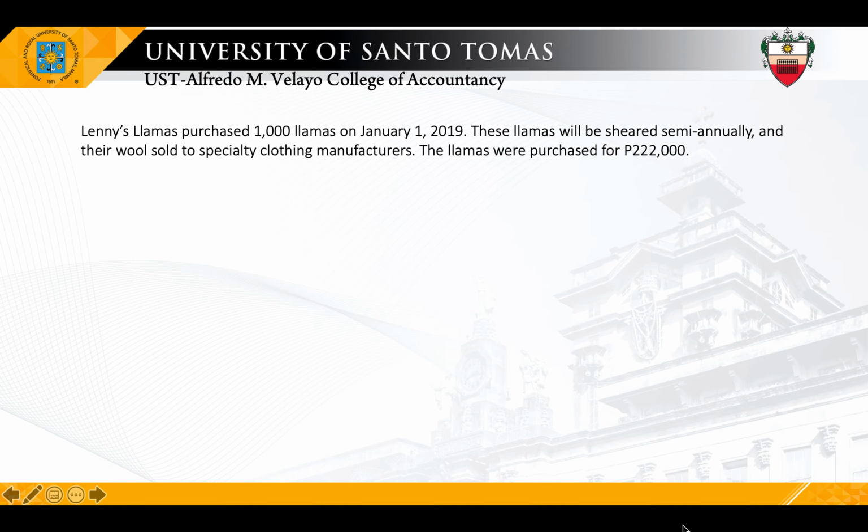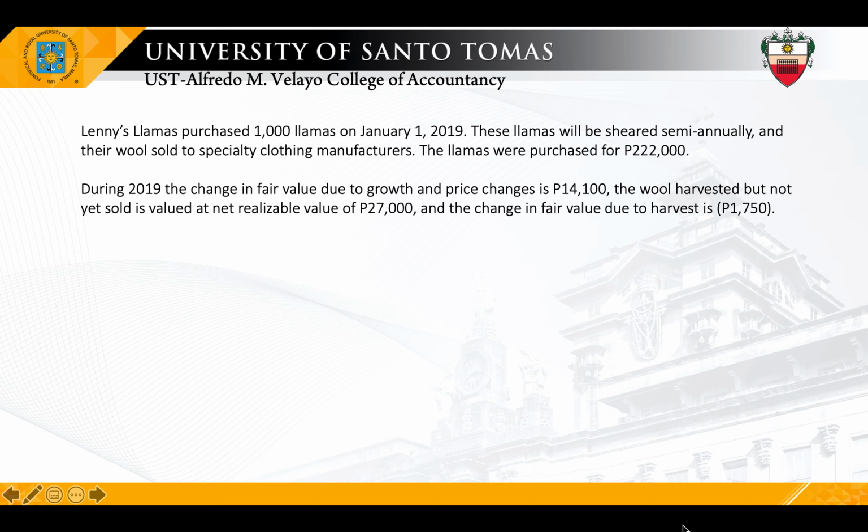Okay, next problem. Lenny Yama purchased 1,000 Yama on January 1, 2019. These Yama will be sheared semi-annually and their wool sold to specialty clothing manufacturers. The Yama were purchased for 222,000. During 2019, the change in fair value due to growth and price changes is 14,100.